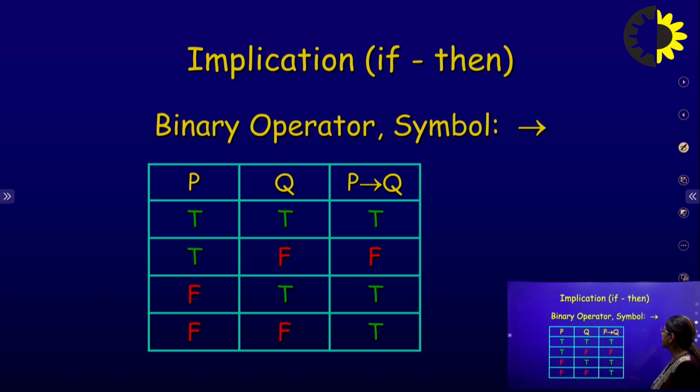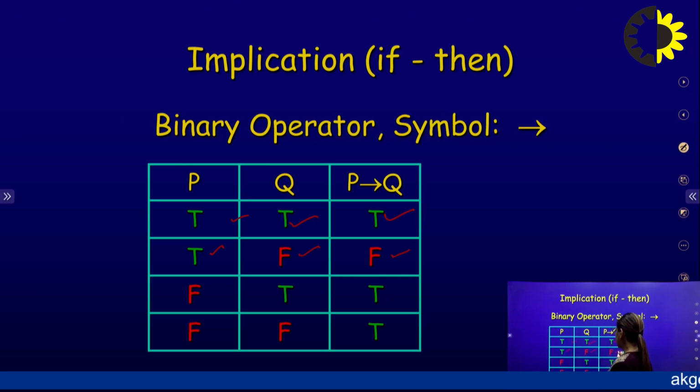Implication binary operator symbol is arrow, right? Now we have to put an arrow from P to Q. This means if P then Q, right? Now check the truth table here. Both the statements are the same, true and true, then it is true. P is true, Q can be false, then this is false. Now here, if P is false, then Q can be anything, so it is true. P is false, Q can be anything, it can be true. Now here this statement you see, if P is true, then Q has to be true, but here it is written false, so this output is false, right?